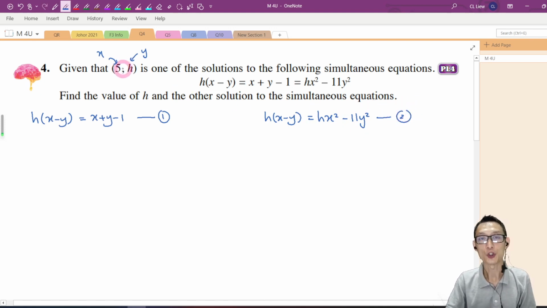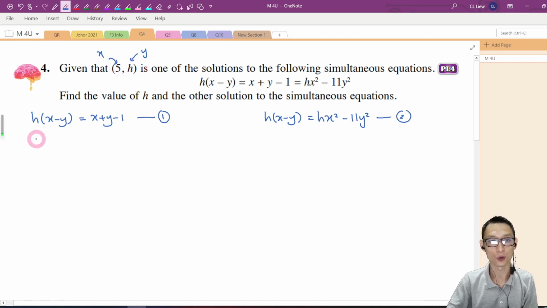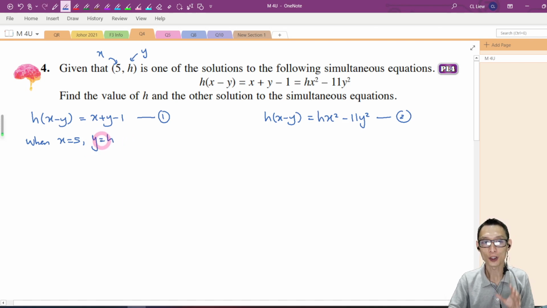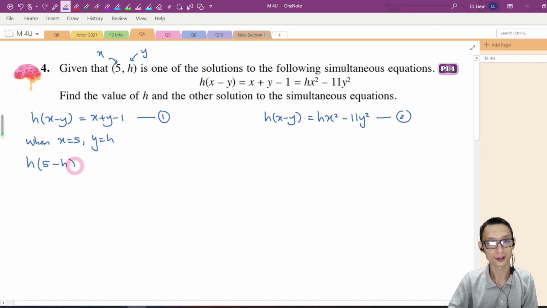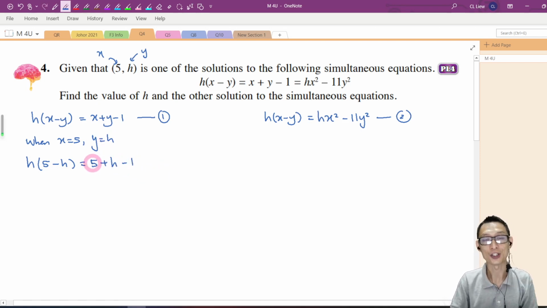Now, from the question, we know that when x is equal to 5, y is equal to h, right? So I'm going to replace the x and also y by 5 and h. Now you notice that this equation only consists of one unknown. So this is just a linear equation in one variable, so it's very easy for us to get the answer.